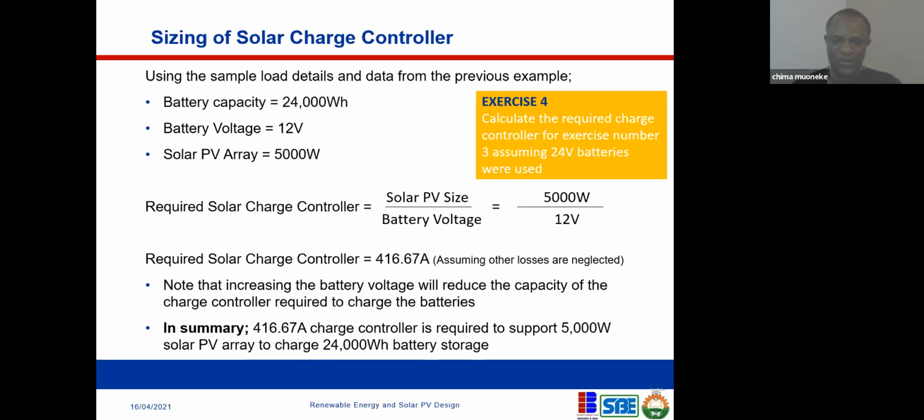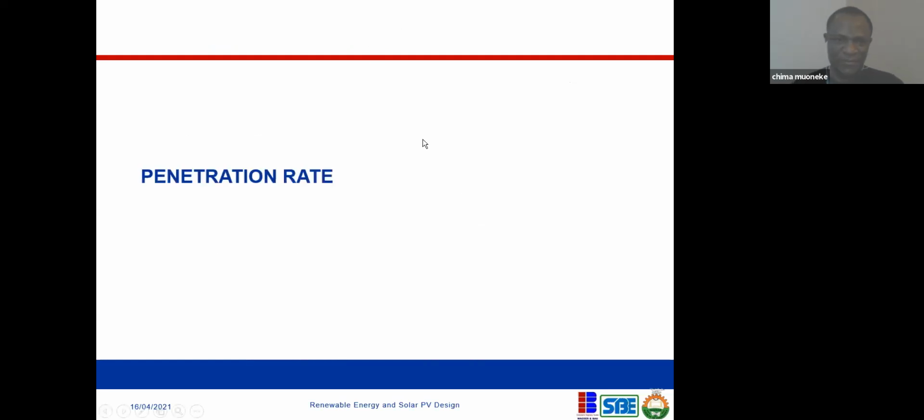So that's a very good one from all of you. The exercise has been very successful so far. Now let's move ahead. We are going to discuss the concept of penetration rates. The reason we are talking about penetration rates is that many times when you're designing solar PV systems, you might need to integrate them with some other power sources for them to become viable. For example, you might need to integrate with a generator.